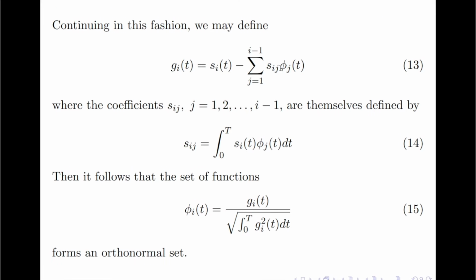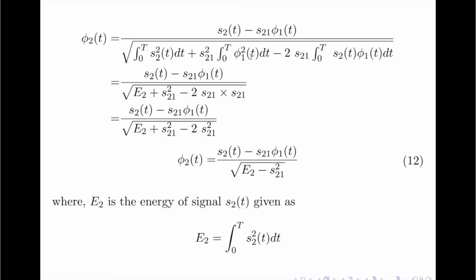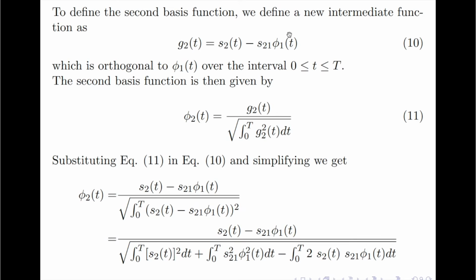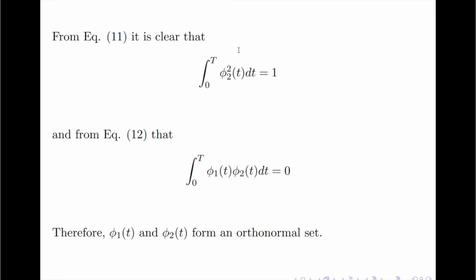So, continuing in this fashion, we may generalize the equations for g i of t, s i j and phi i of t as shown in the equations here. That is, every single time you want to create a new basis function, you have to define an intermediate function represented by g i of t, and it is given by s i of t minus summation j varying from 1 to i minus 1 of s i j into phi j of t. So, if you replace i equals 2, we will obtain the equation for g2 of t as we have created and written in equation 10 here.